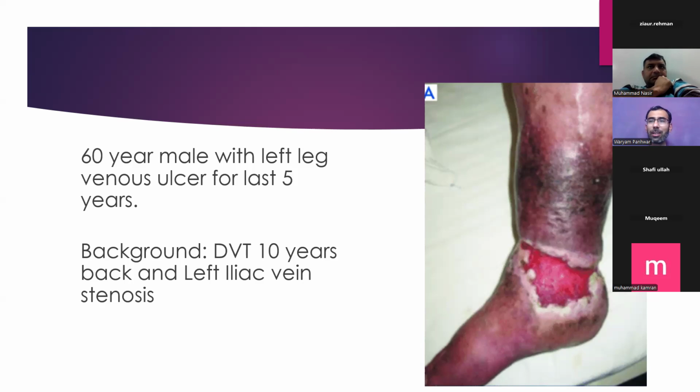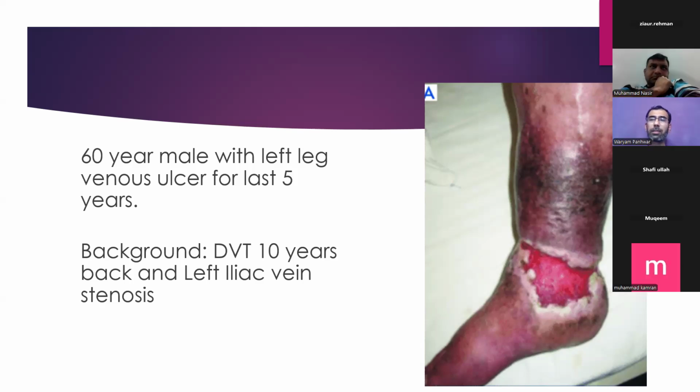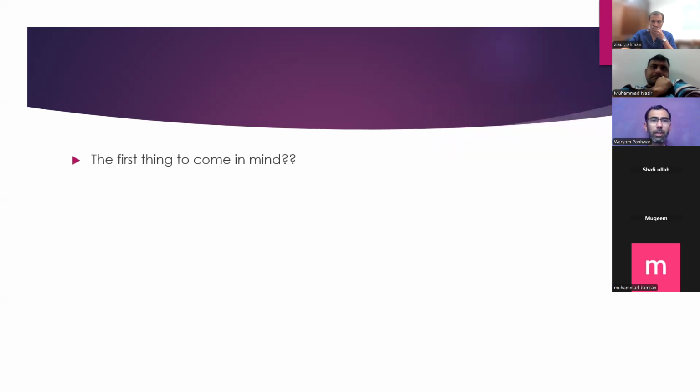But we can't say that May-Thurner is exclusively on the left side. There are case reports where there is compression of iliac veins on the right side also, and there are case reports where there is compression of external iliac veins also. So the compression is most commonly between the right common iliac artery and vertebra, but compressions can occur on the right side and can occur over the external iliac veins also.